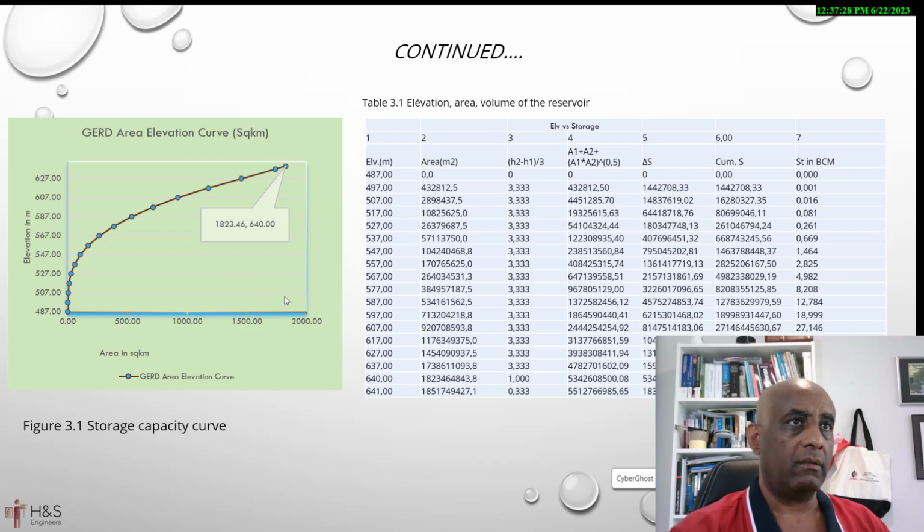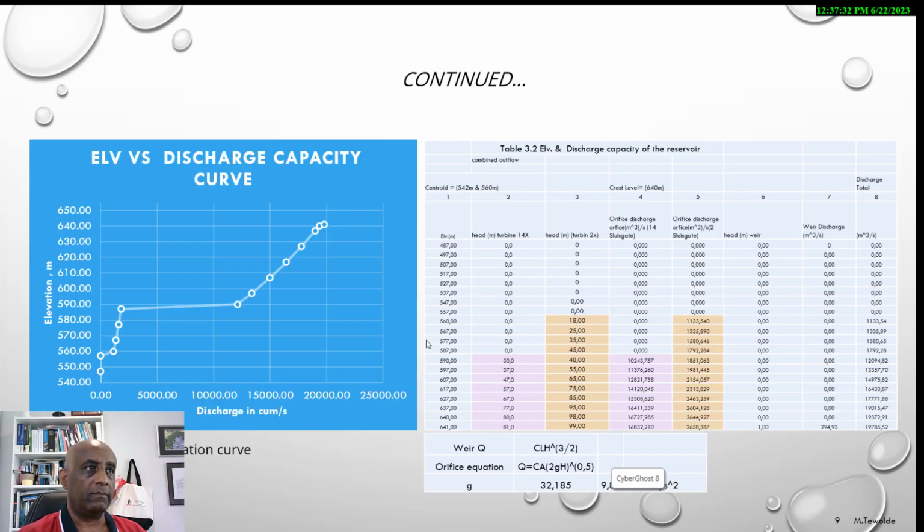Area division curve. These are manually calculated. Elevation versus discharge capacity curve. This is the scenario here. The scenario is we assume those four gates at the bottom of the dam are closed. That is the assumption to calculate the volume.